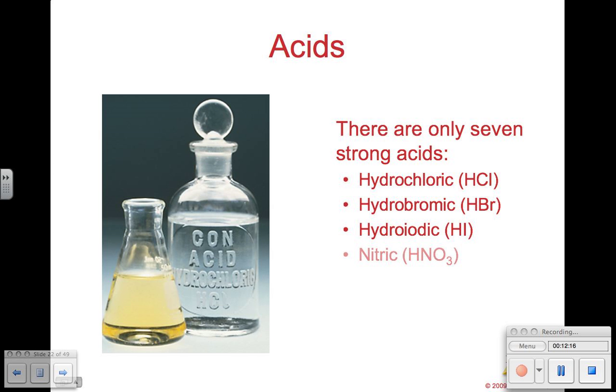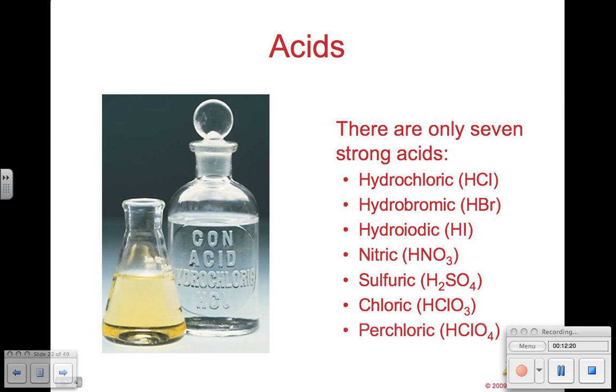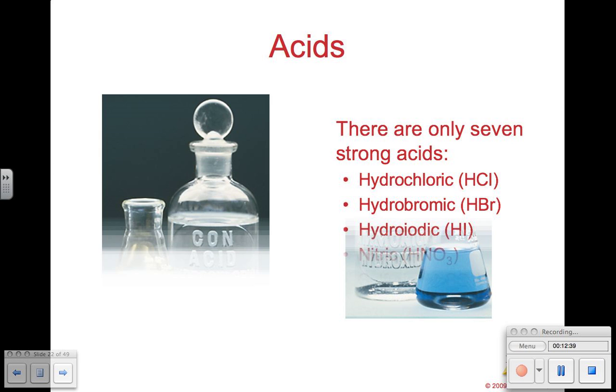And there are only 7 strong acids that exist. So HCl, HBr, HI, and then nitric acid, sulfuric acid, chloric acid, and perchloric acid. Okay, so those are the only ones that are strong acids. So if you ever see those ones, they are going to completely dissociate. So when you think of net ionic equations, you're going to separate those out.